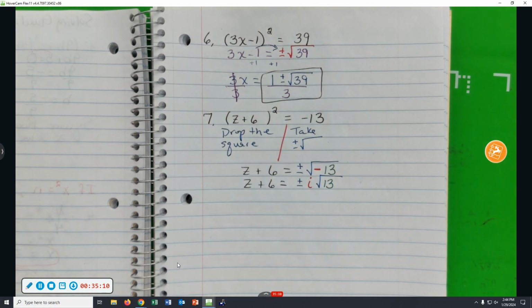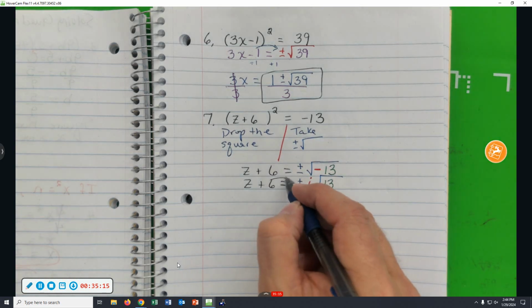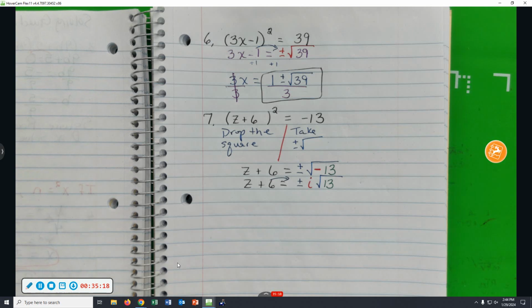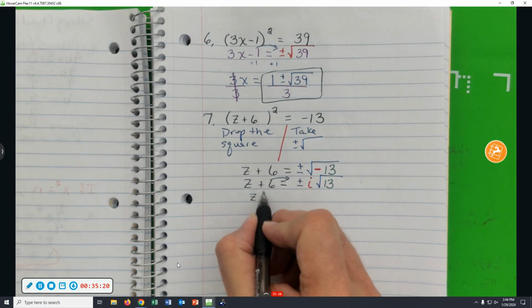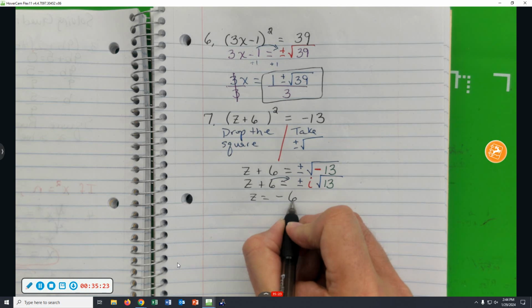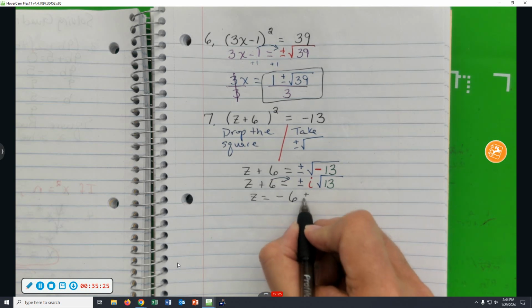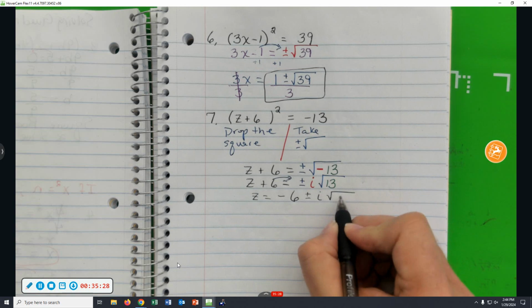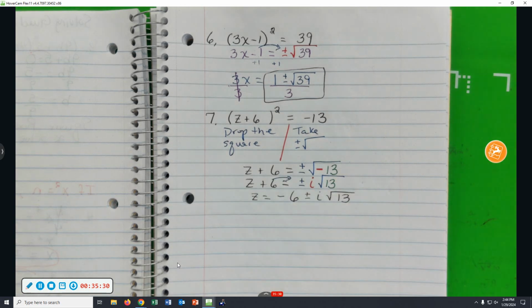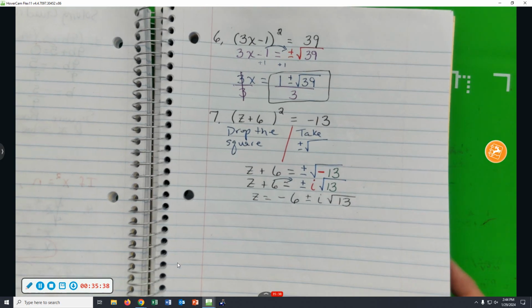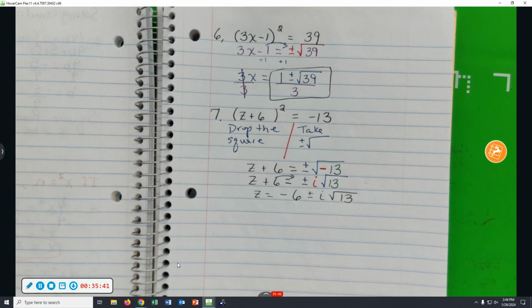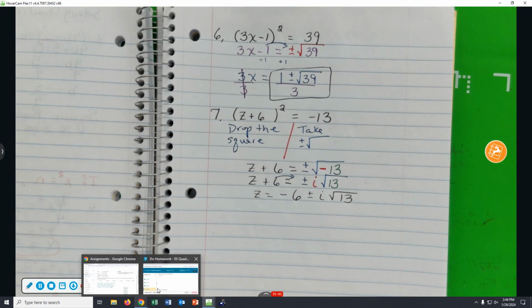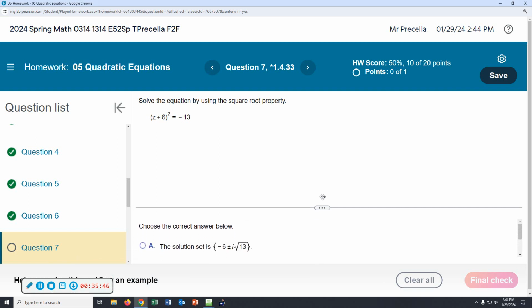What do I need to do to get that z by itself? Subtract 6 from both sides. Or if you're going to say move it over and change the sign, it would be a negative 6 and then plus minus i square root of 13. And questions there? Let me see. There's multiple choice. There'll be some in a moment.